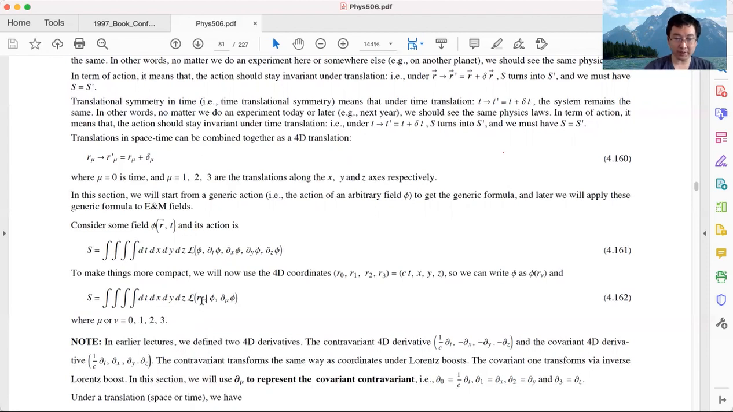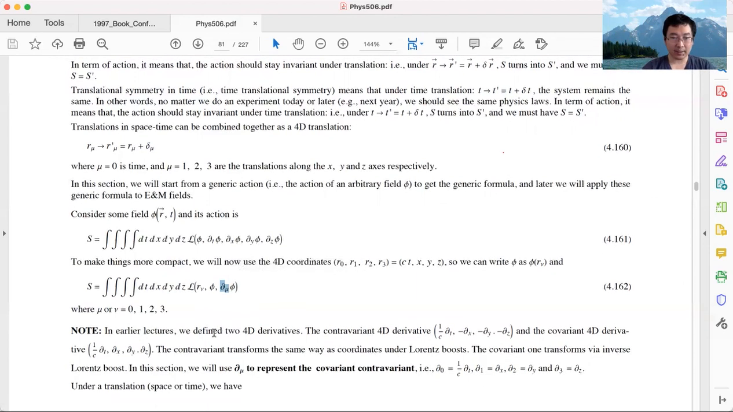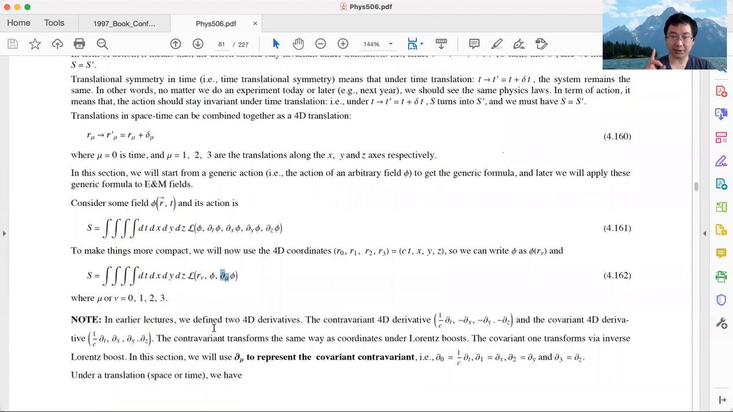You may notice that I use nu and mu, 2 different indices here. This is because these are 2 different vectors. The time direction of r and the derivative, they are not the same thing. So I use nu and mu to distinguish them. These are 2 different 4D vectors. And another thing I need to highlight here is what is partial mu? Partial mu is a 4-dimensional derivative.